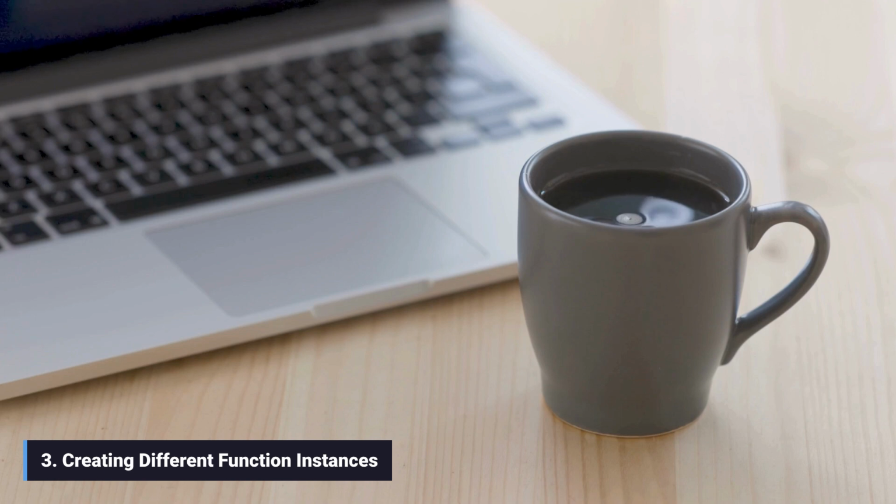Three, creating different function instances. We can call the outer function again with a different factor, say 5. This creates an entirely new function object, quintuple_me, which is permanently set to multiply by 5. This illustrates how one function can dynamically generate custom functions.